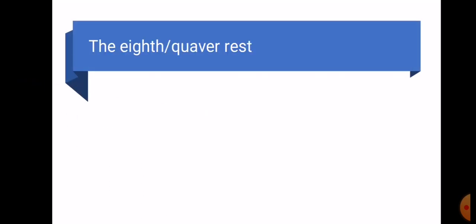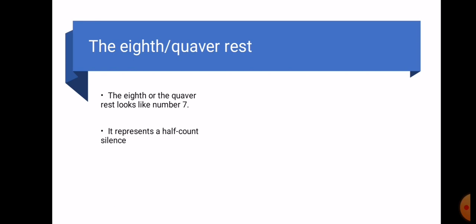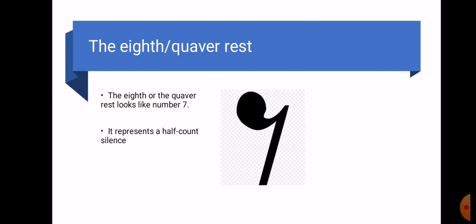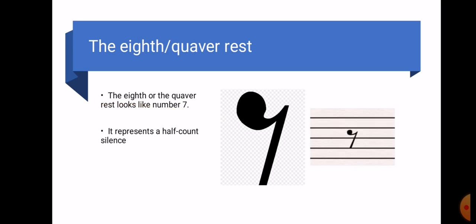The 8th or the quaver rest. The quaver rest looks like the number 7. You see, that of the crotchet has the 7 but facing the opposite side, but the quaver rest is in its rightful posture as number 7. That is how it looks. It represents a half count silence. It means it's shorter than the crotchet rest. And that is how it's represented on the staff.